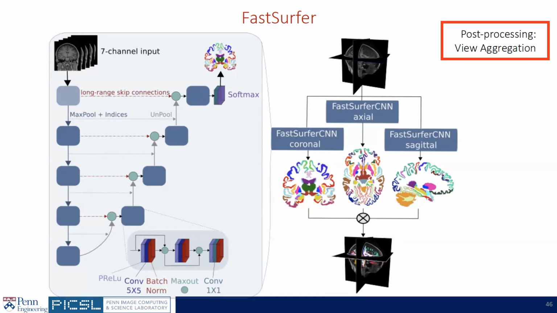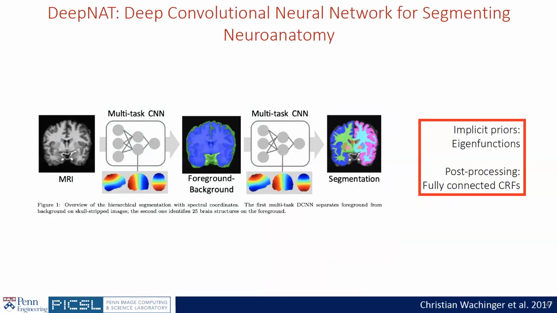This way you also handle the border images, because they will be seen in one of the 3 directions. Okay, so this was the architecture we talked about.